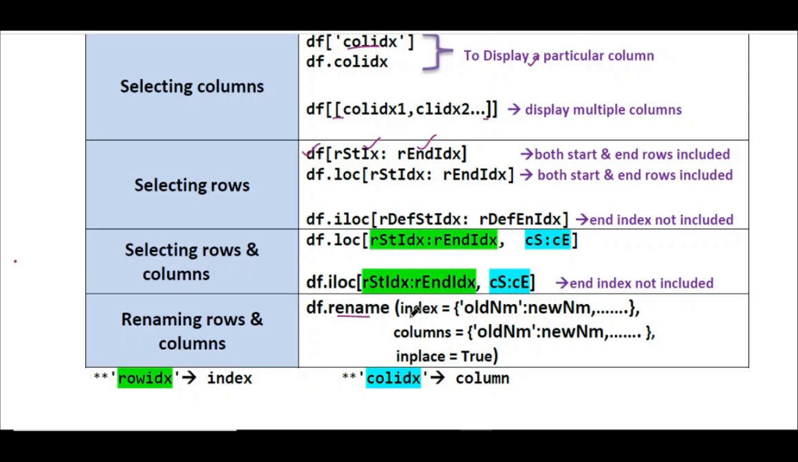In order to rename the indexes, that is the row indexes, we have to use the parameter index equal, and the indices should be given as a dictionary. The key is the old name and the value should be the new name. And like this, any number of rows can be renamed here. And in order to rename a column, the columns parameter is used. The value should be provided as a dictionary, old column name, colon, new column name, as key value pairs. And inplace equal True should be used to ensure the change is reflected back to the data frame.